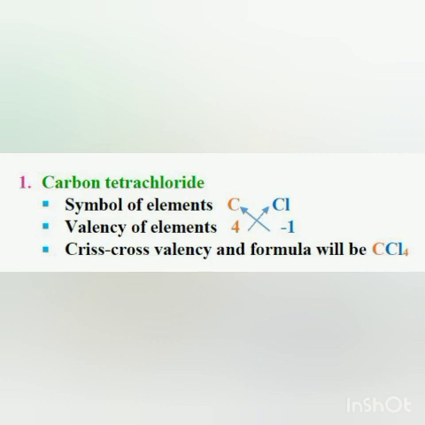So after that we crisscross the valencies. That means the valency of chlorine, that is -1, will go to carbon, and the valency of carbon, that is 4 plus, will go to chlorine. And valencies we don't write in front of the elements, we write them below the elements. That is what I have observed in most of the assignments. The valencies are written in front of the element. No, we write them below.